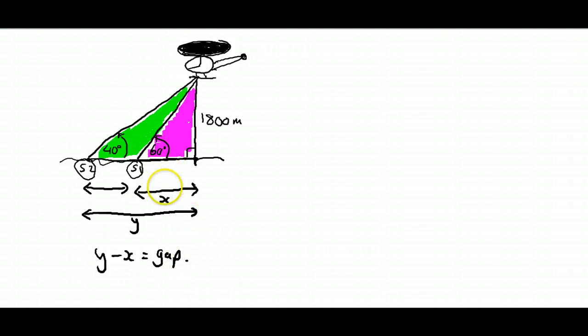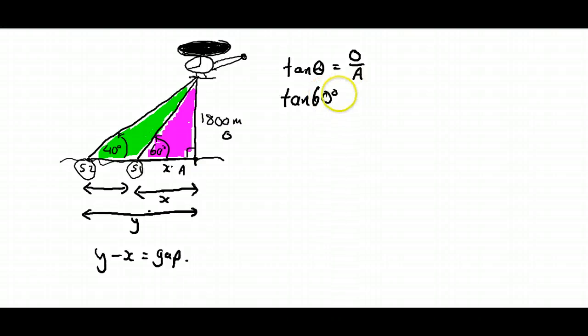Alright, so what we've got to do is find these two values X and Y in order to solve this problem. First let's find X, the bottom of the purple triangle. We've got an angle, we've got the opposite side from the angle, and we're interested in finding the adjacent side. So opposite and adjacent, that's going to be a tan problem. So tan theta equals opposite over adjacent. Start by writing out the equation. The angle is 60 degrees, so the opposite is 1800 over the adjacent, which is our unknown X.